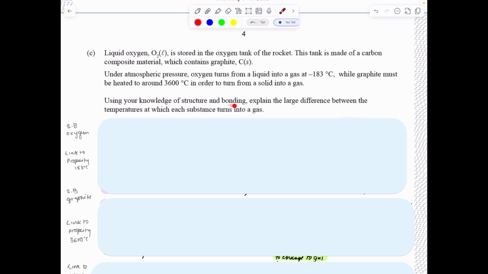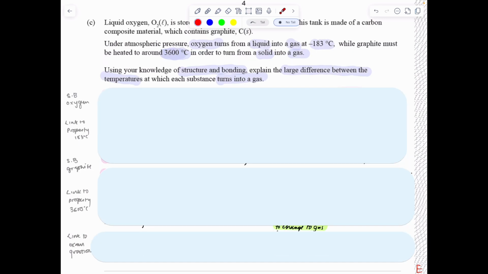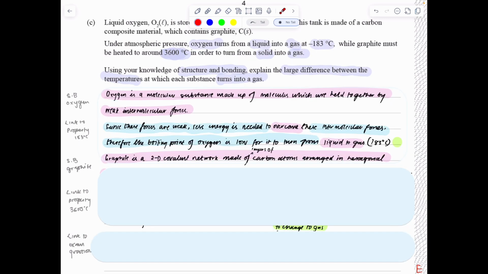Using your knowledge of structure and bonding, explain the large difference between the temperatures at which each substance turns into a gas. So, structure and bonding. Remember, anything in pink is achieved with an achieved point, anything in blue is merit, and green is excellence.